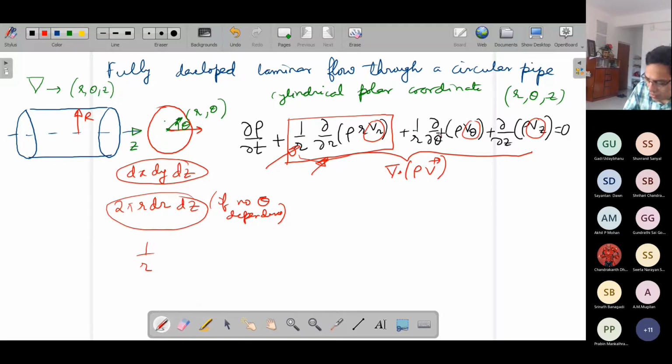Here in the theta term, still 1 by r comes, because in the r theta plane, the elemental area that you are considering is still proportional to r. Instead of the whole 2 pi, if you consider a small theta, the 2 pi part will be changed, but that r will be there. It will be just r d theta dr instead of the 2 pi. That is if it is theta dependent. So in that way, even the theta dependent term, 1 by r will come.